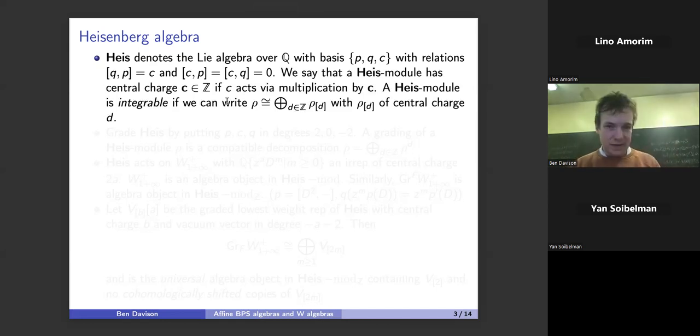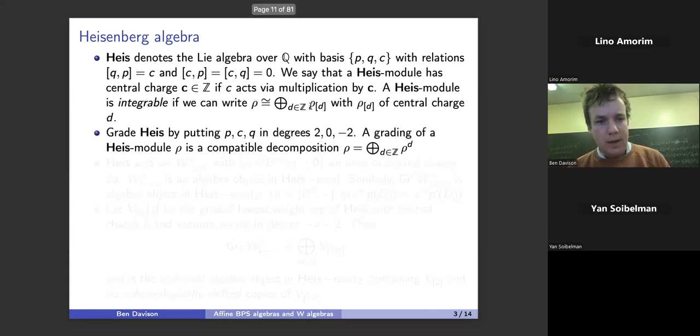And we say that a Heisenberg module, or module over the Heisenberg algebra, has central charge C, a number in Z, if the central element C acts by multiplication by this constant C. And just some notational terminology, a Heisenberg module is, I'll call it integrable, if we can write it as a direct sum of submodules with central charge in Z.